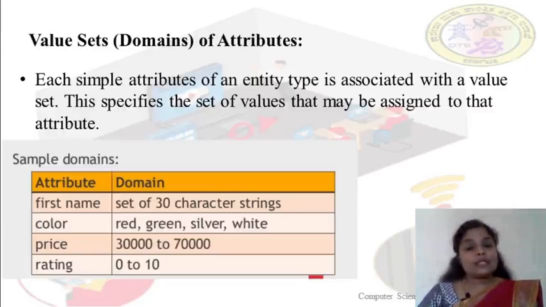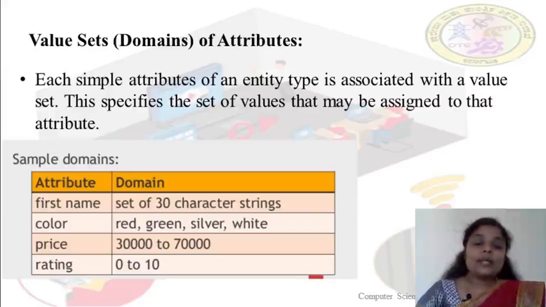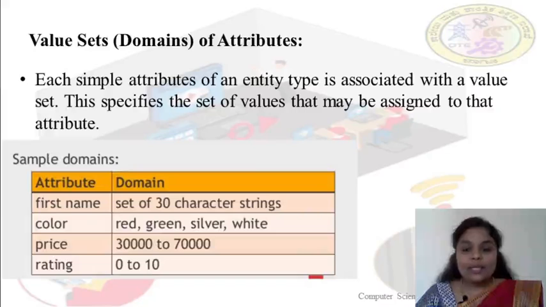So value sets say that the valid value that can be stored in a particular field will be determined by our value sets. It's also called the domains of an attribute. Clear? I'll read out the definition. Each simple attribute of an entity type is associated with a value set. I repeat, each simple attribute of an entity type is associated with a value set.